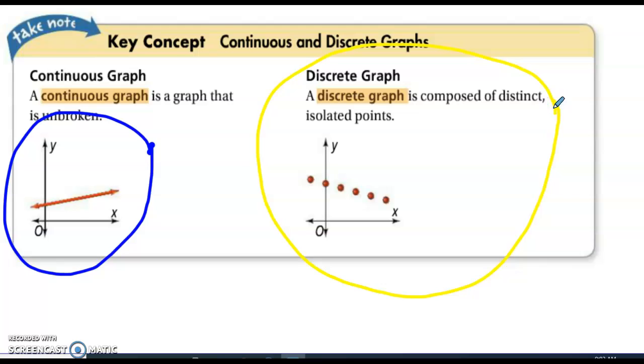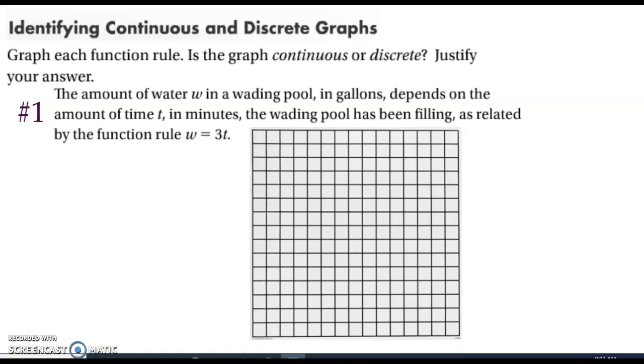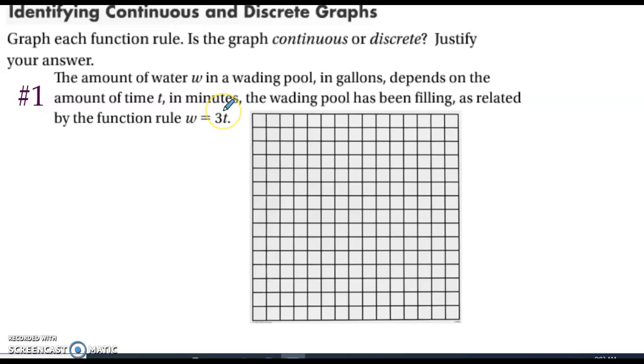So let's say you're going to see a movie. You can buy 1 ticket, 2 tickets, 3 tickets, 4 tickets. You can't buy 2.5 tickets to go to the movies. So that's discrete. You would not connect the dots. So continuous means you connect the dots. Discrete means that you do not. So in the next one, we want to figure out, is this going to be continuous or discrete? Do we connect the dots or not?